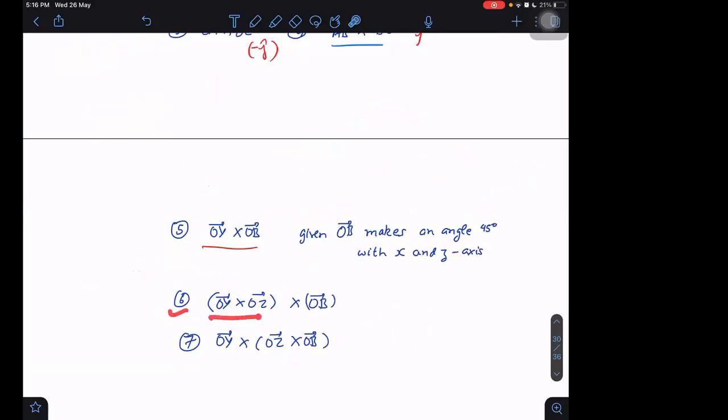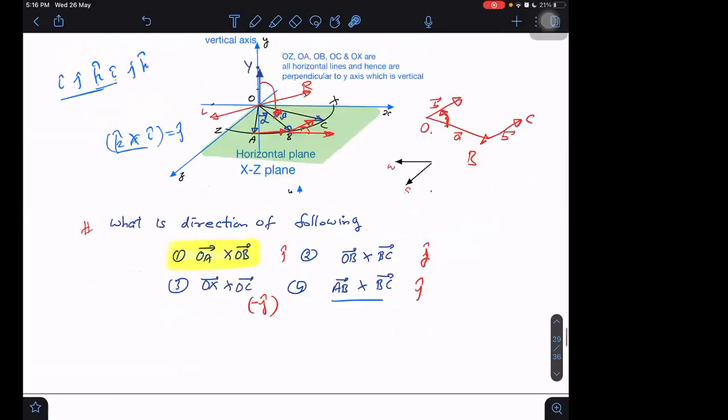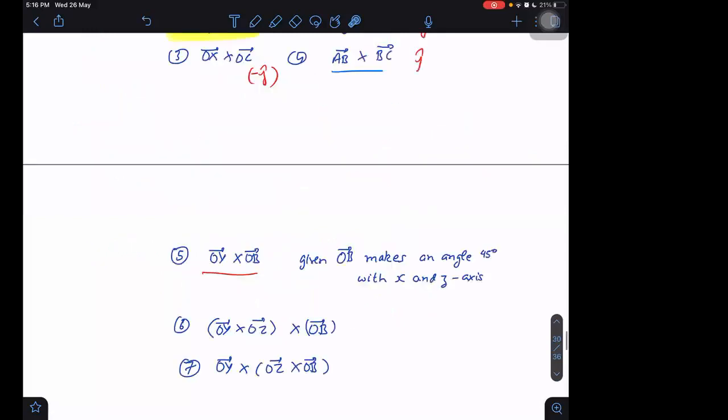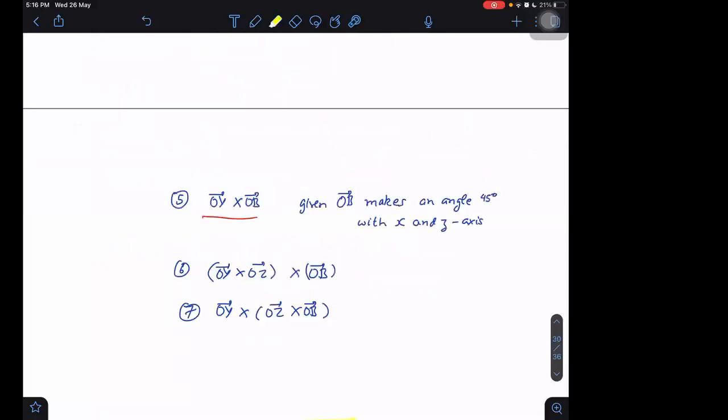Now, what about OY cross OZ cross OB? Can you determine this direction? First of all, OY cross OZ will be nothing but J cross K, and J cross K will be nothing but I. So although it appears difficult because there are three vectors involved, these two together give us only I cap. Then it is finally I cap cross OB.